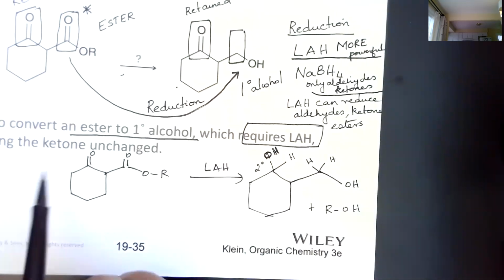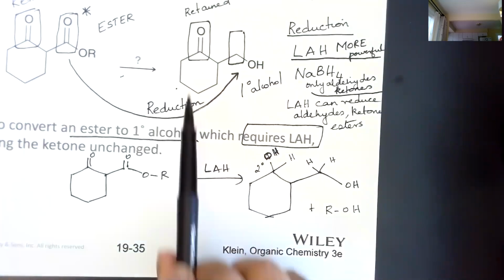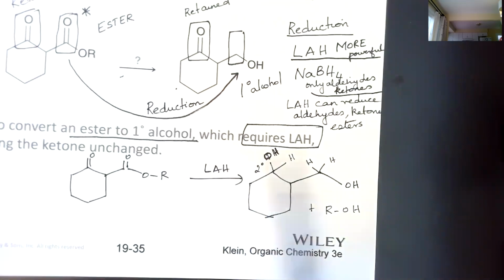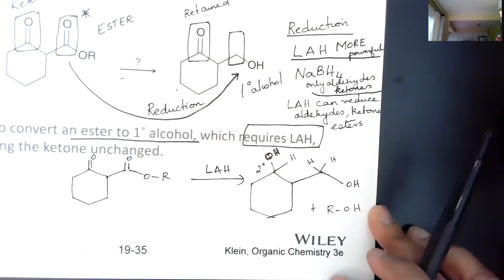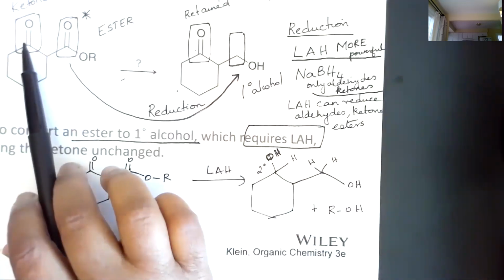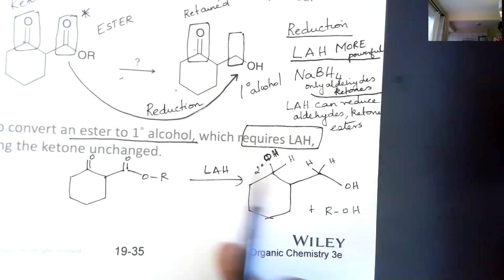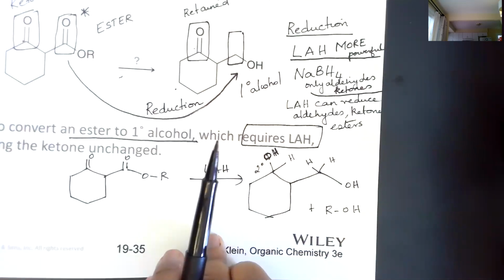But if you look here, they do not want this to change into an alcohol. They want this retained. So now what we have to do is block that group. We have to block it here and then react with LAH. I think that we have some structures on the next slide.